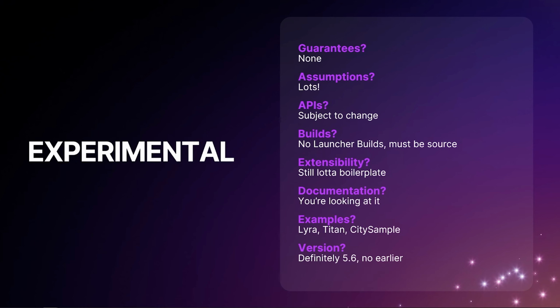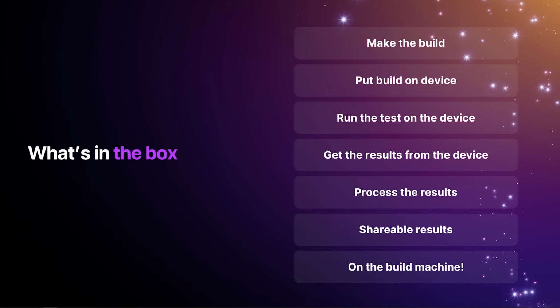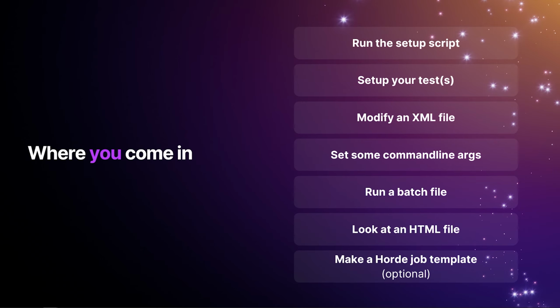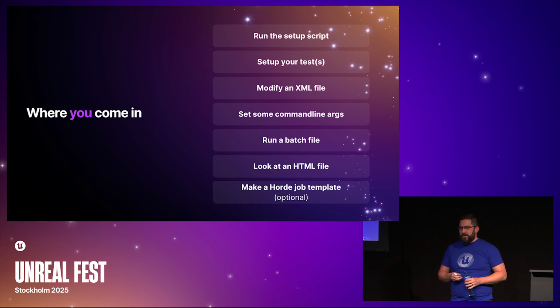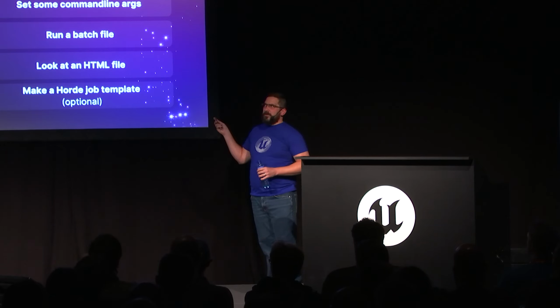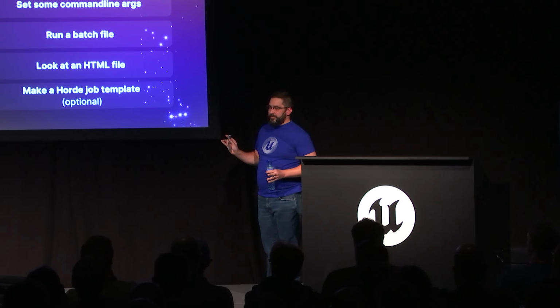Because again, usably experimental. But what comes in the box is a system that makes the build, puts the build on the device, runs the test on the device, gets the results from the device, does a little bit of processing on the results that you can then share, and we can do it all on Horde or whatever build machine you want to use. But here is where you come in. I need you to run a setup script. And I need you to set up your tests. You probably need to modify an XML file and maybe set some command line arguments and run a batch file and look at an HTML file. And you still kind of got to make the Horde job template yourself, but that's optional.